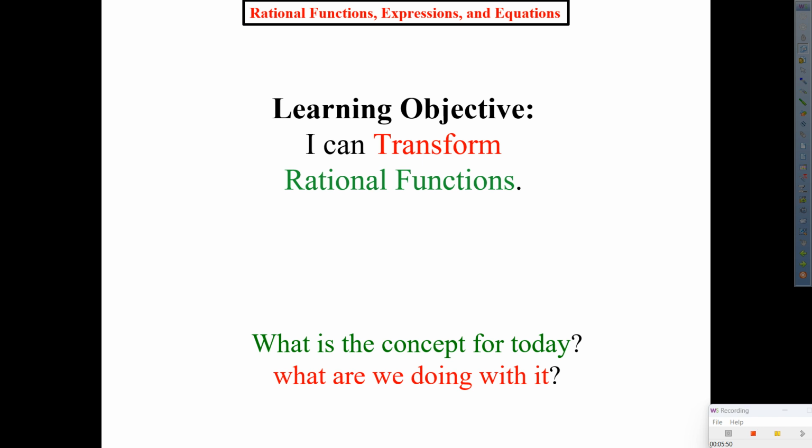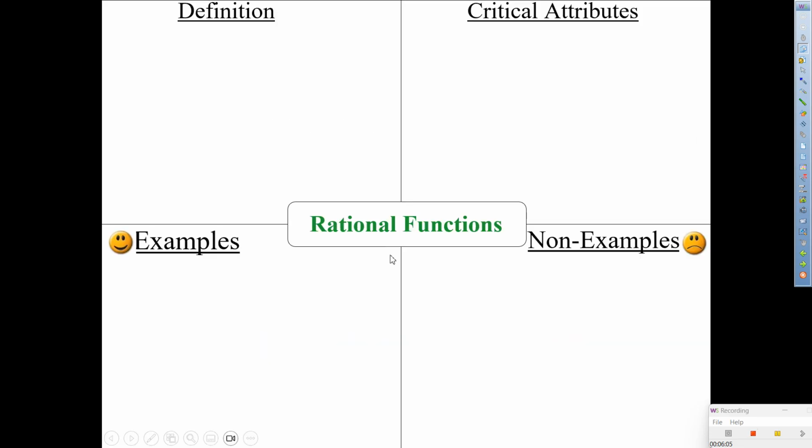All right. Type it on your screen, please. Rational functions in your own words. What are they? What are rational functions?